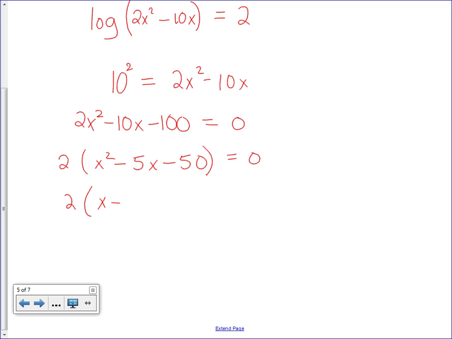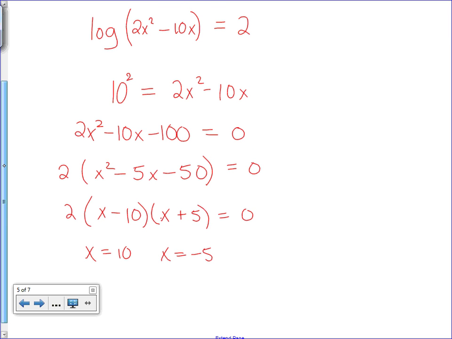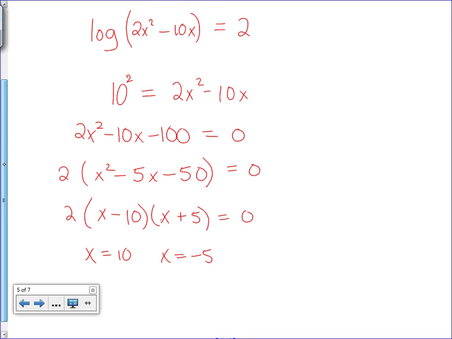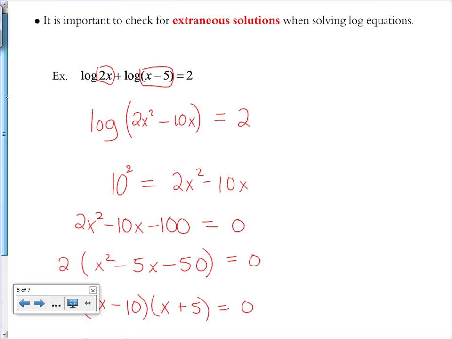Factor what's in here. I can use x minus 10 and x plus 5. And then using the zero product property, x equals 10 and x equals negative 5. Now I want to go back to my original equation and check if these both work in the original equation in case one of them is extraneous.